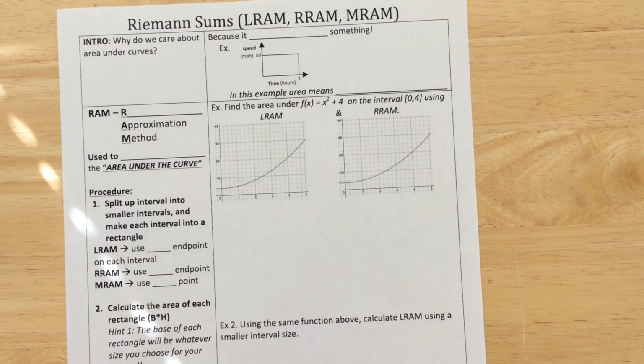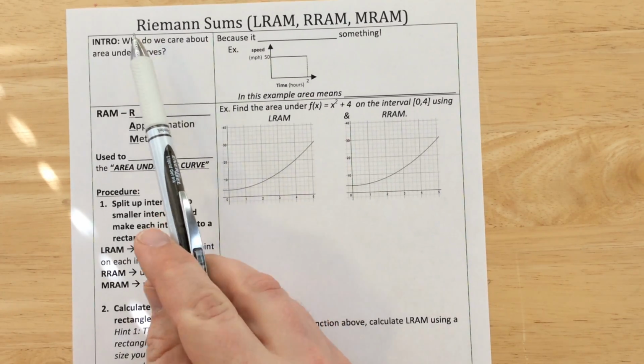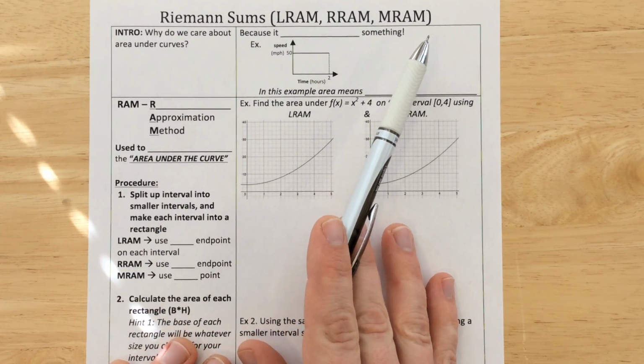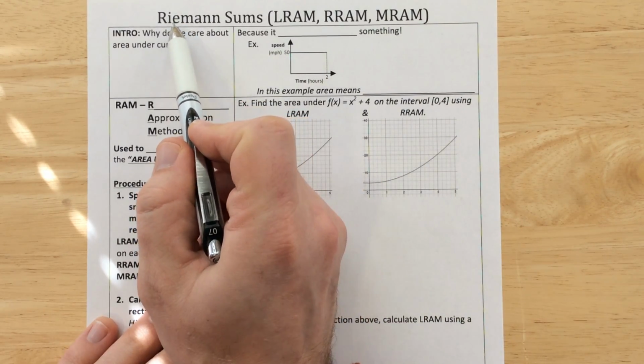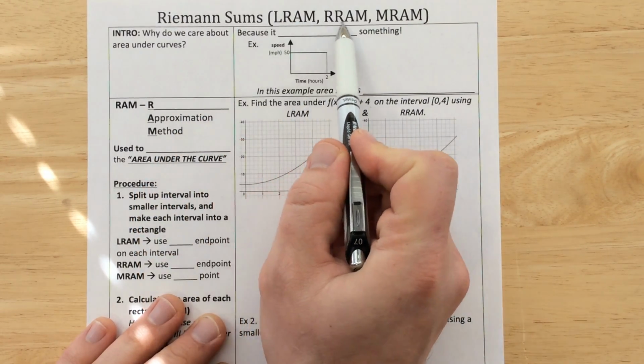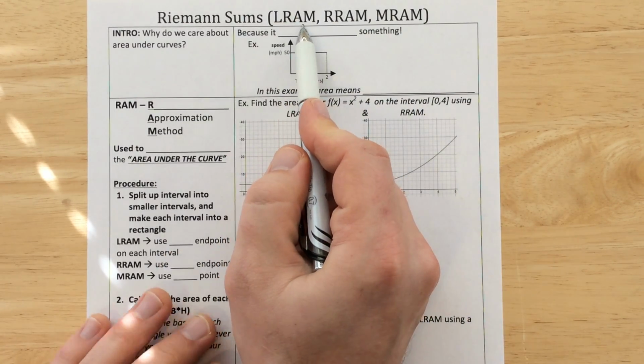We've talked about the main idea already, so now we just have to talk about how to do that main idea. The main idea is called Riemann Sums, this idea of taking areas under rectangles. It's named after Bernard Riemann. We're going to learn maybe up to 3 different methods. In this video, I'm going to focus on the first one, LRAM.